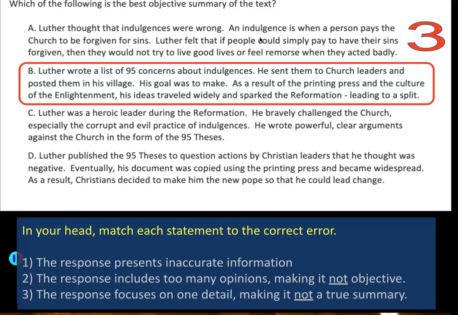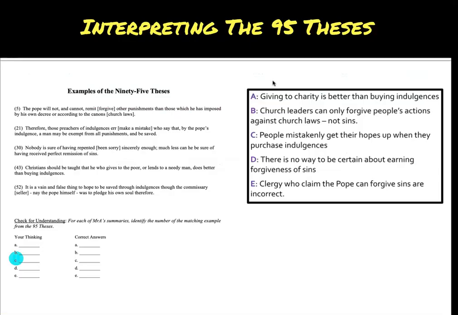That's a problem. Letter C is not objective. It's including opinion words like heroic or brave. We don't want to be putting in our thinking. We're looking just at the facts. And then letter D includes inaccurate information. They're not trying to make him the new pope. All of those are common mistakes that we should avoid when we are crafting summaries.